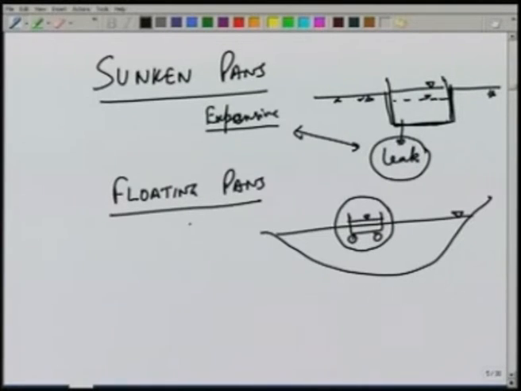Again, the problem is that they are expensive. And the second problem is that measurement is quite cumbersome, because since they are floating in the lake, it is difficult for people to go in there and take the reading. So the reading procedure is quite cumbersome, and because of expense also, they are not very commonly used. So these pans are the common method for measuring the evaporation.